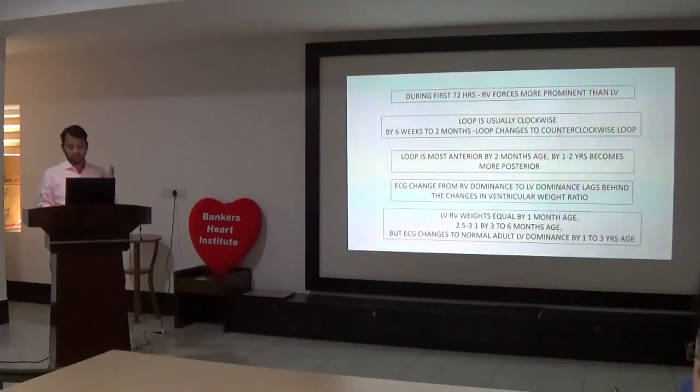Hence, although LV and RV weight equal by 1 month of age, the ratio is 2.5 to 3.1 by 3 to 6 months of age. At 6 months of age, the ratio is almost normal to adult, but ECG changes take around 1 to 3 years of age to normalize, like RV dominance.